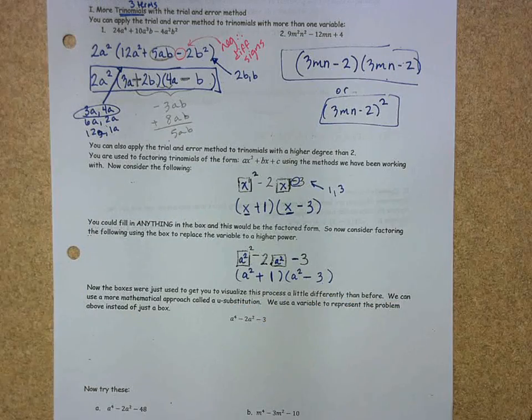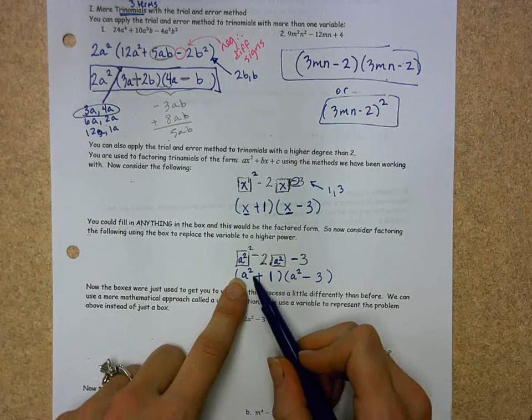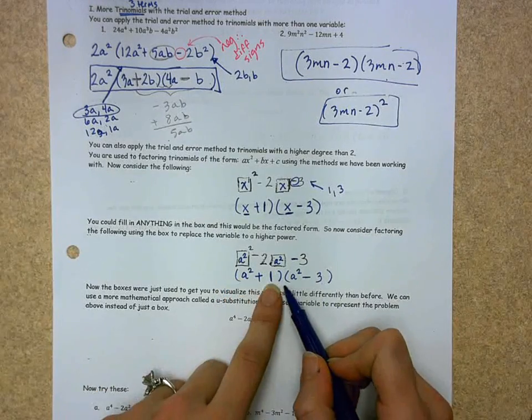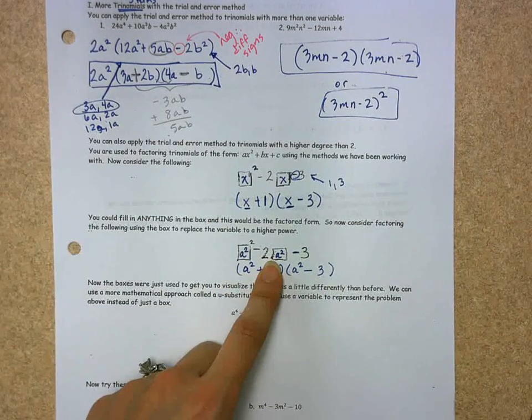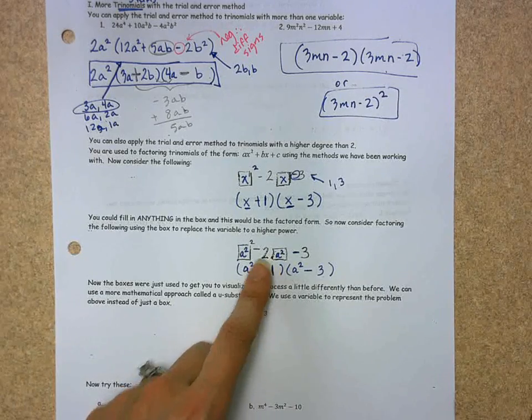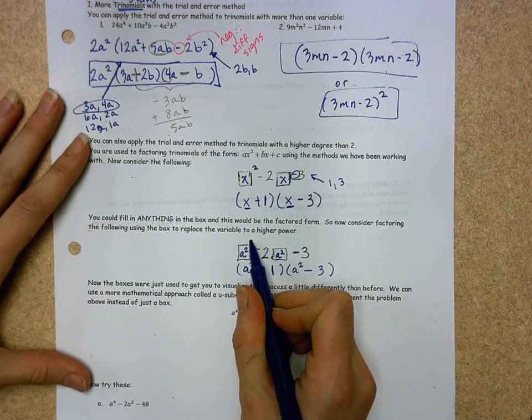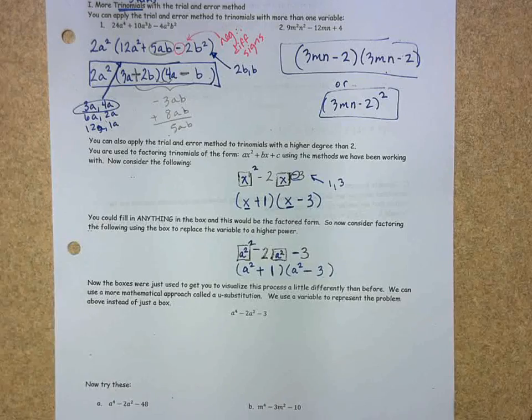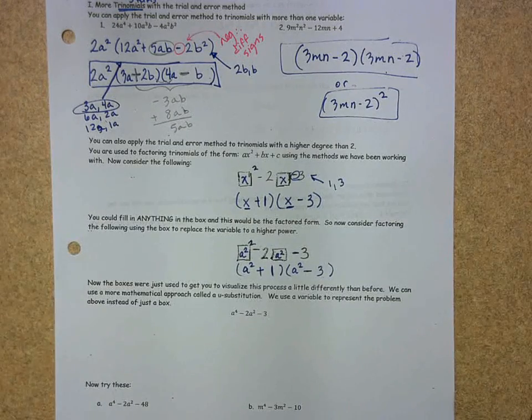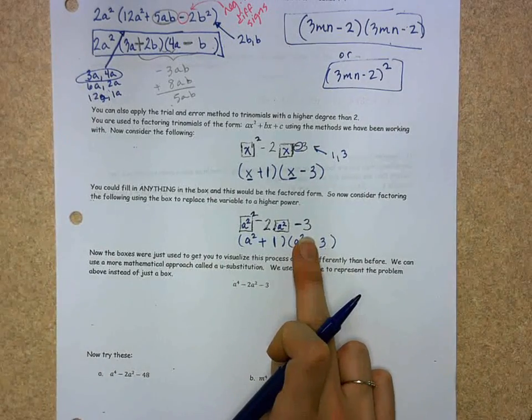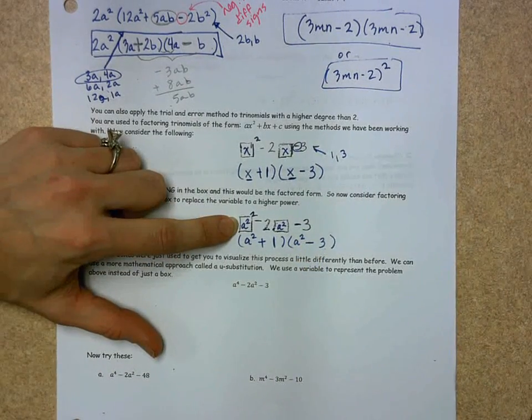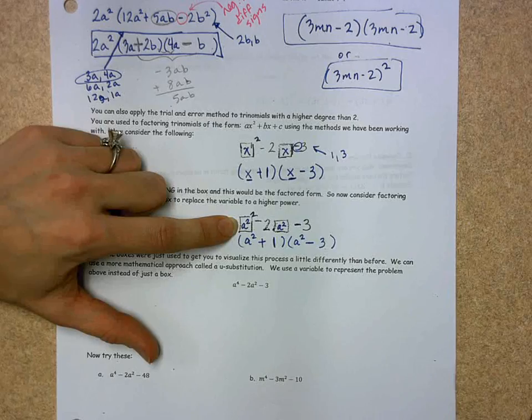And the beauty of this is if I check it, I get negative 3a squared plus 1a squared, which is still a negative 2a squared. So this will work with a power other than 2. Specifically, it will work with a power of 4. There's a better mathematical process we use rather than using these little boxes, and we call it U substitution.